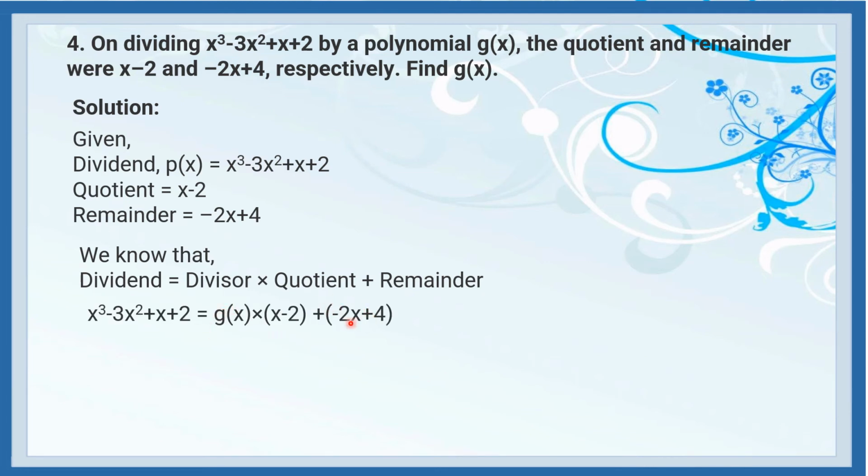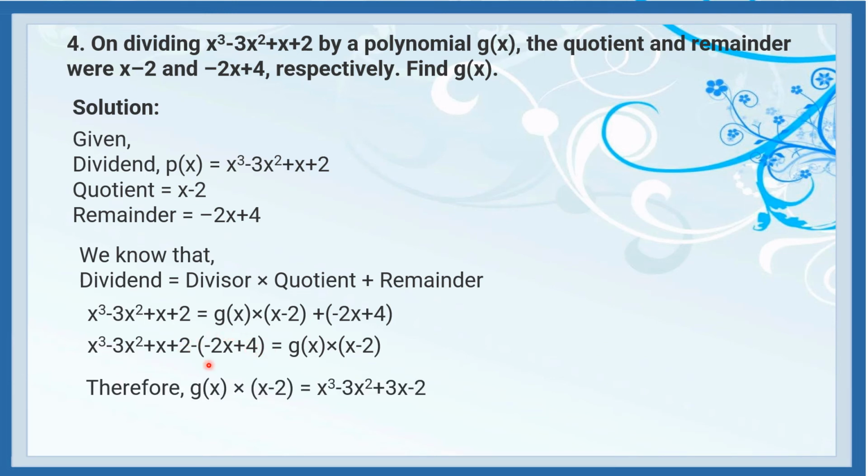Now bring this remainder to the LHS. If you bring this, it will become minus 2x plus 4. Now plus 2x, isn't it? Minus into minus is plus 2x, minus into 4 is minus 4. So plus 2x plus x, that is 3x, and minus 4 plus 2, that is minus 2. So plus 3x minus 2.